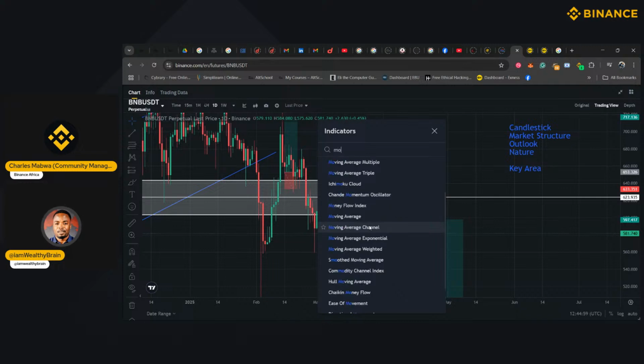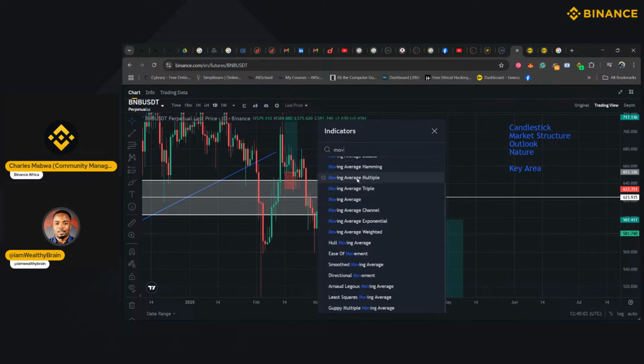So let's say you are looking at moving averages. Once I type moving average, you can see we have moving average adaptive, moving average double, moving average Hamming, moving average multiple, triple, moving average channel, moving average exponential, moving average weighted. These are all types of moving average. Now, you've seen someone using moving average and you are too proud to go and ask the person, what are the parameters of the moving average?